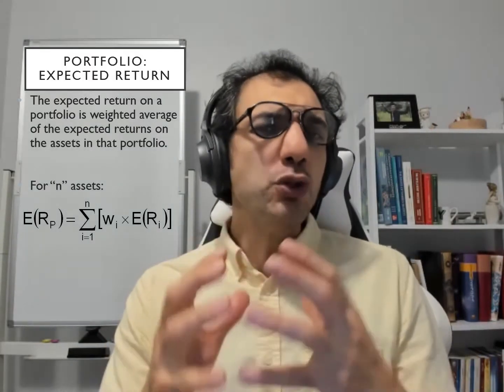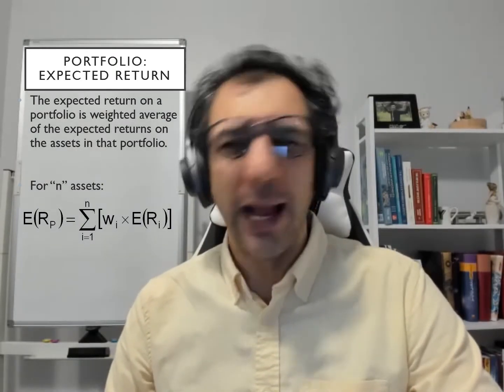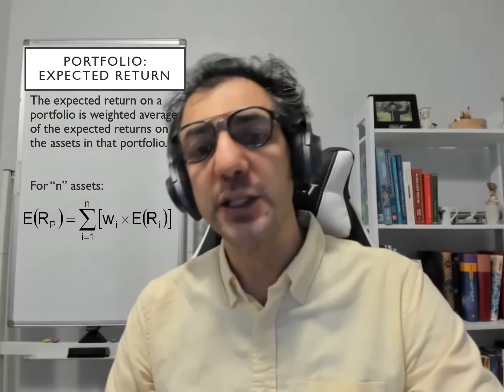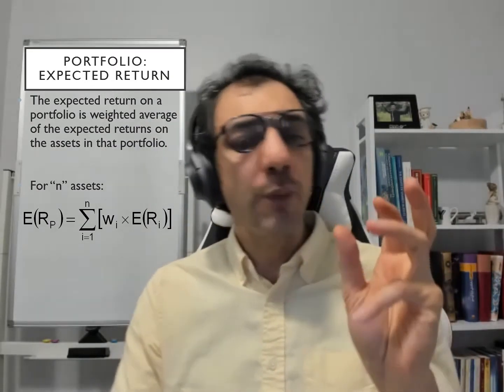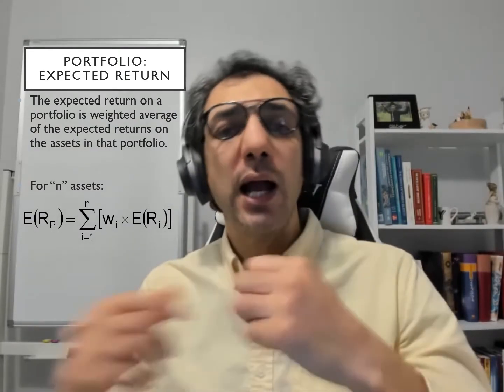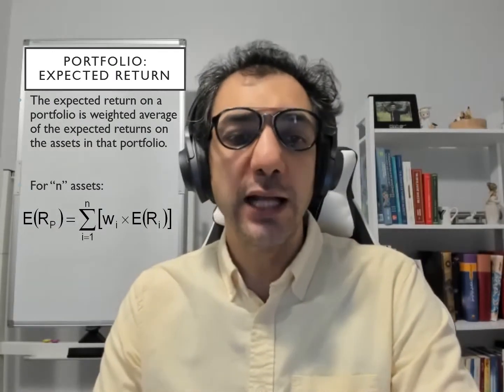Now, when it comes to expected returns, we don't have a very challenging job to calculate the expected return. Because the expected return on a portfolio is based on the weighted average of the expected returns on the assets in that portfolio. So if you know the return of each individual asset, just find the weights as we discussed previously and multiply the weights by the expected return, add them all, and you will find the expected return for your portfolio. So here is the formula we use to calculate the expected return.